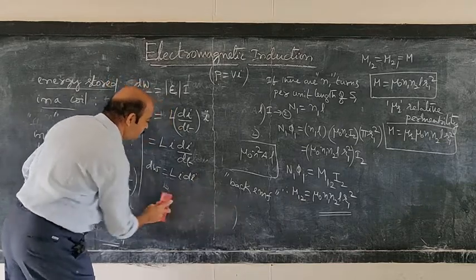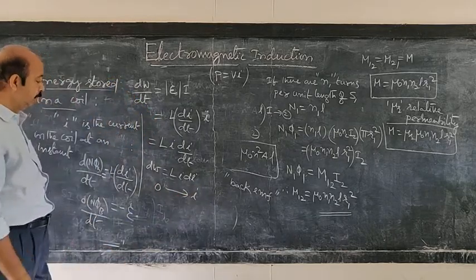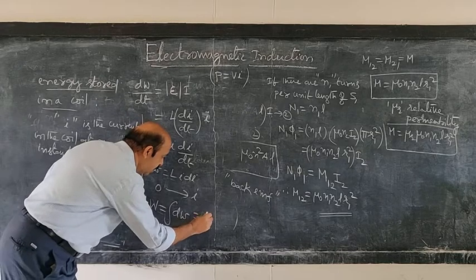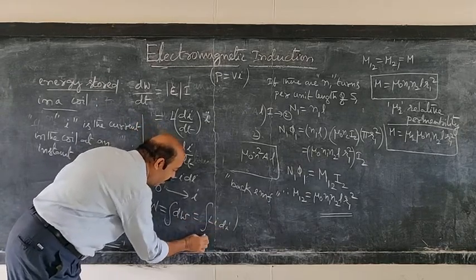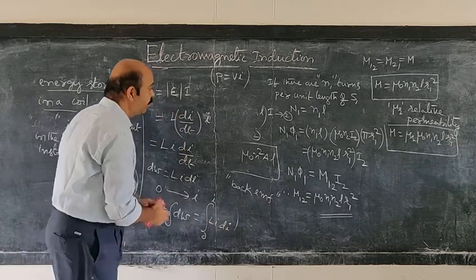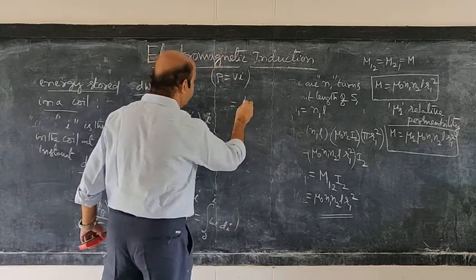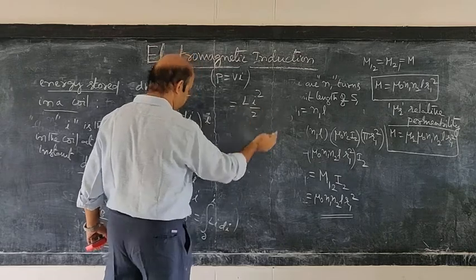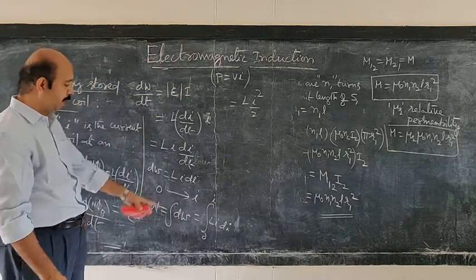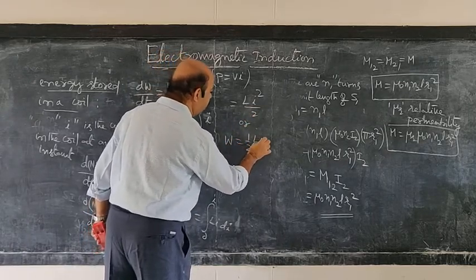Now, suppose the current is increased from 0 to some value I. Then the total work done is the integral of this dW, that is, the integral of L I di from 0 to I. The integral of I di is equal to I square by 2. Hence, W is equal to L into the integral of I di, which is L into I square by 2, or W can be written as half L I square.